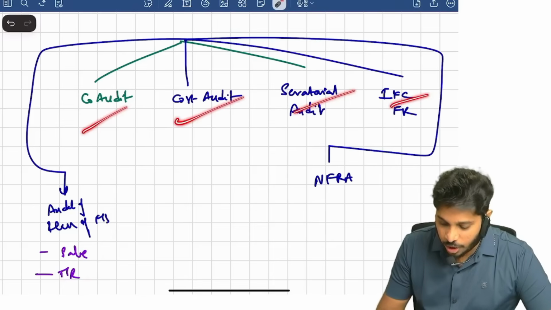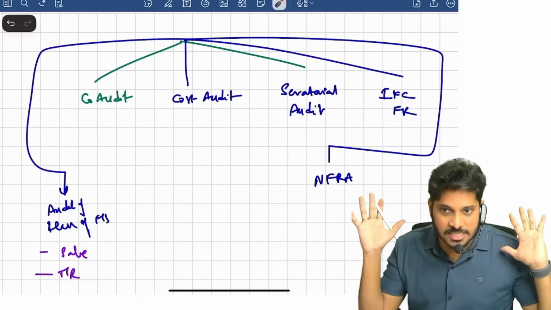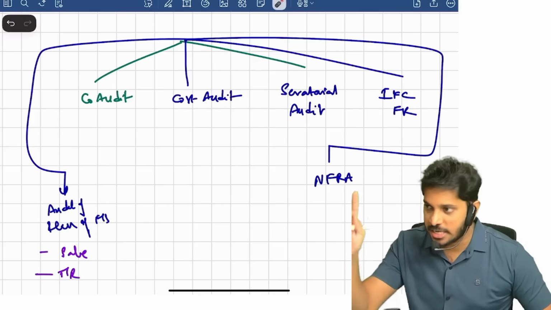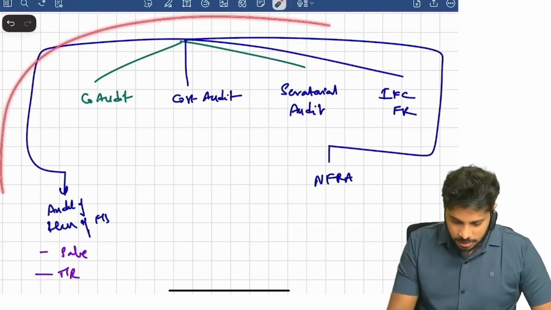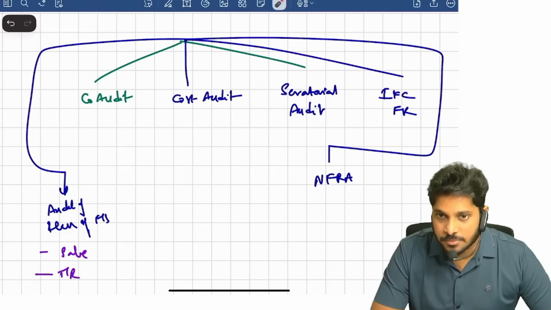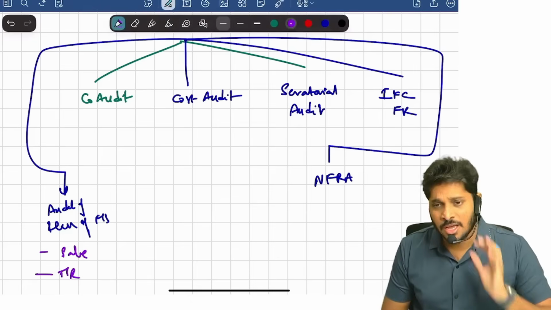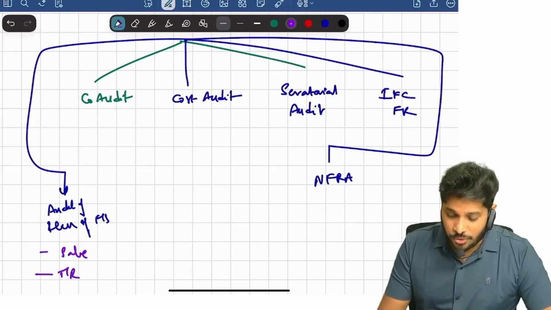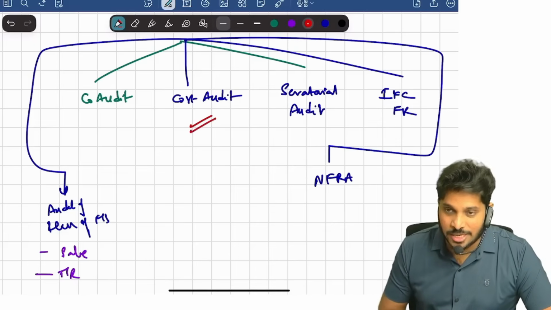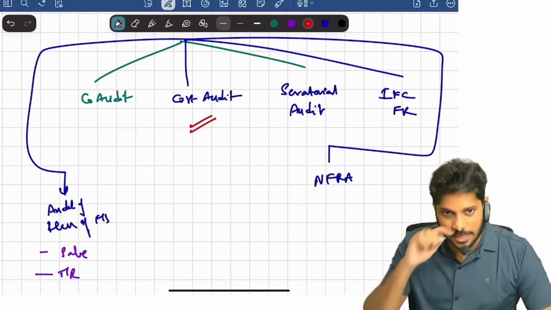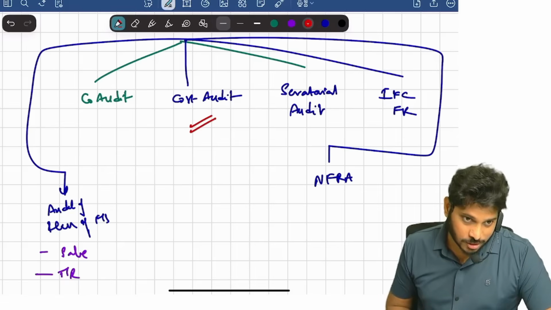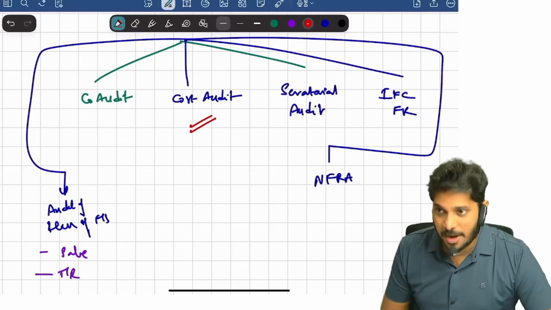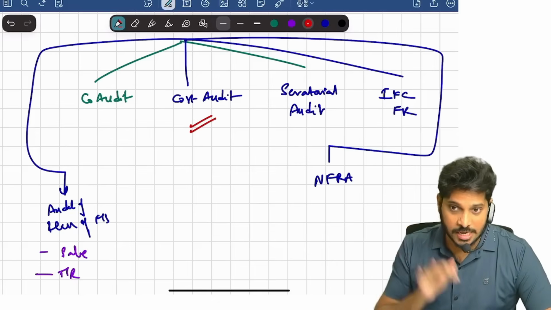So these are the broad subtopics in the second chapter, provisions related to audit under the Companies Act. Clear? And tell me, once you qualify CMA and become a cost accountant, the only type of audit you can do is popularly known as cost audit. Apart from that, you can also do internal audit.